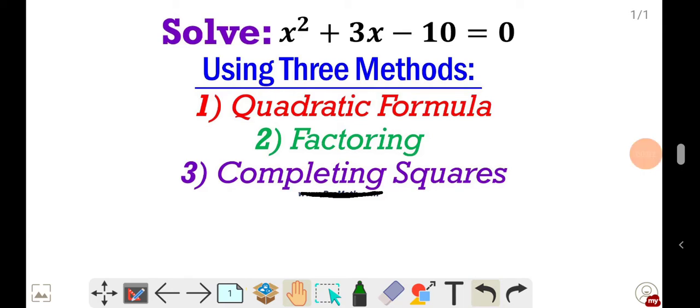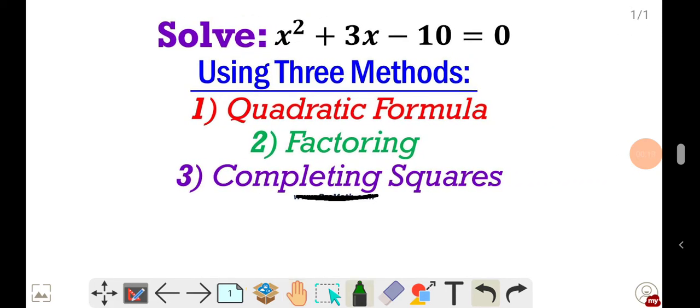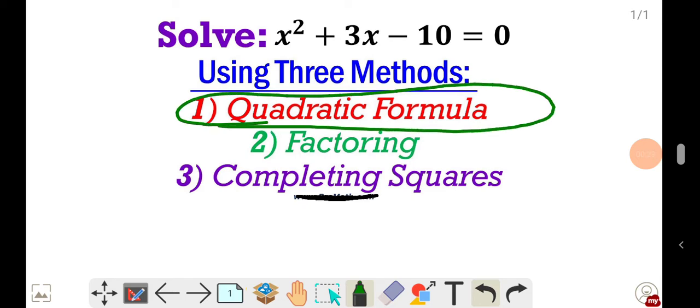Hello everyone. Now let us try to see how to solve a given quadratic equation in three methods. There are three usual methods to solve a given quadratic equation. The first one is the quadratic formula. This is what students most commonly apply, and it is a straightforward process.